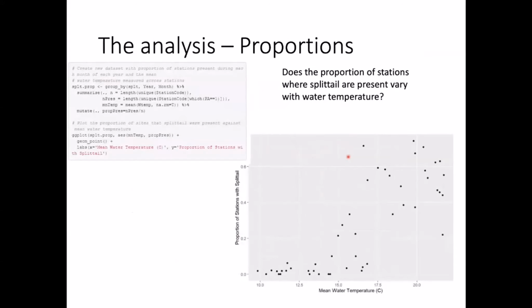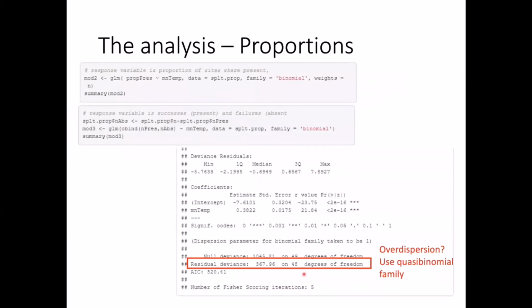All right, so now we'll ask the question, does the proportion of stations where split tail are present vary with water temperature? So the code here basically takes that presence absence data and converts it to the proportion of stations sampled each month that have split tail present in them. And then it also calculates a mean water temperature across those stations. And we can plot that, and we can see that there does appear to be some influence of water temperature on the proportion of stations with split tail in them. So we can formally test that again using the GLM function in R.